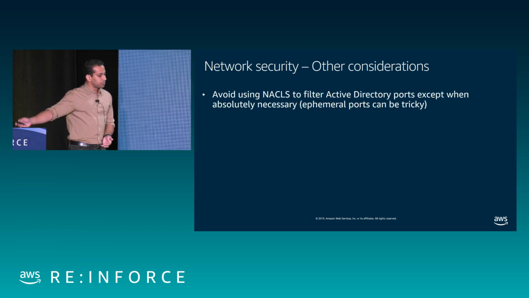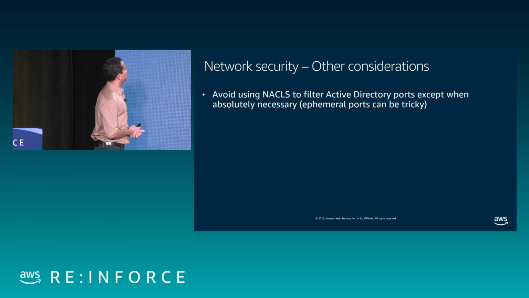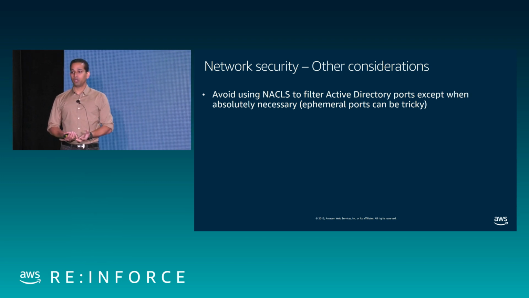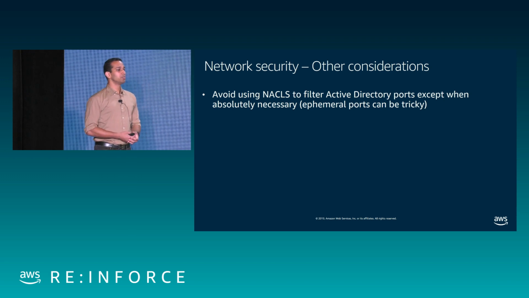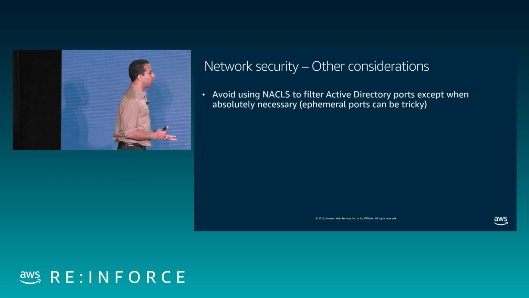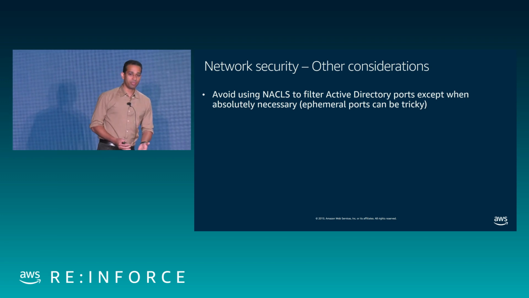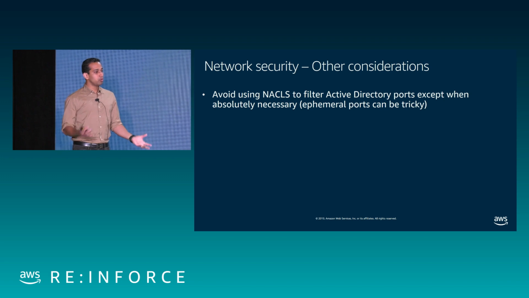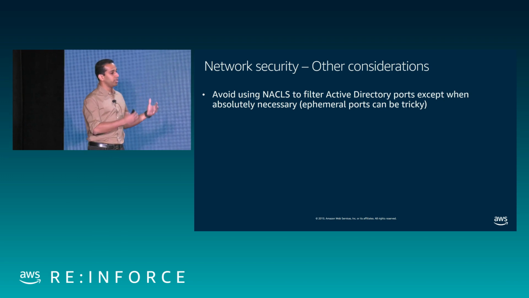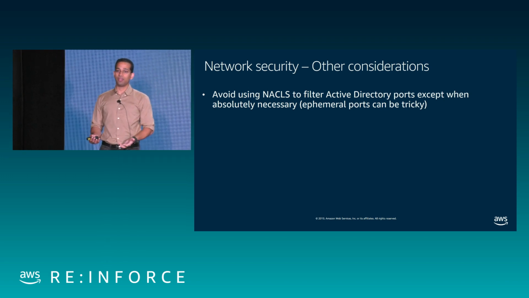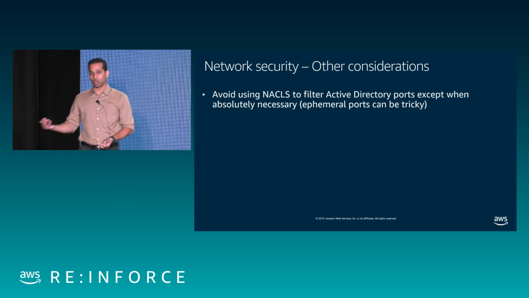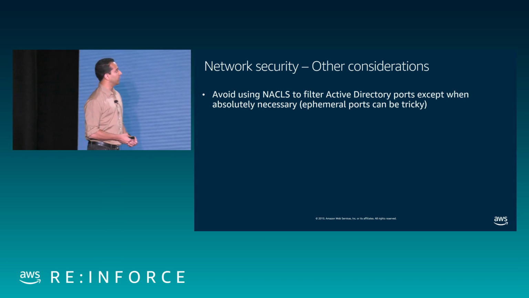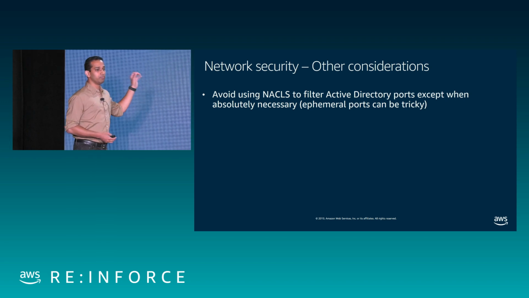Okay, let's talk about other network security considerations. NACLs. We have a lot of security tools available on AWS for you to use, and NACLs is one of them. When it comes to Active Directory, with how many ports we have and how it works, it can be tricky to implement them correctly and have them be really effective. So we're not telling you not to use them. We're telling you to use them if it's necessary and you can't control traffic using any other mechanisms like security groups and routing. Because of the complicated way of doing it, stay away from it, but if you have to use it, you should use it, right?